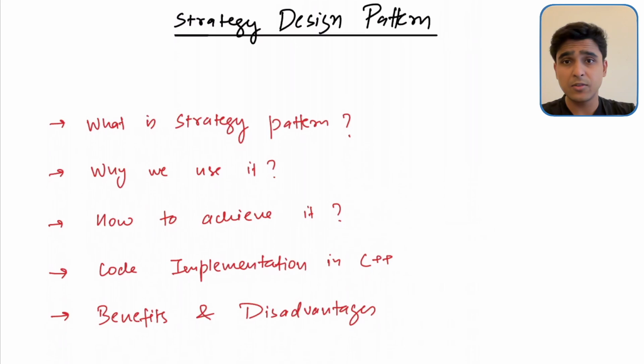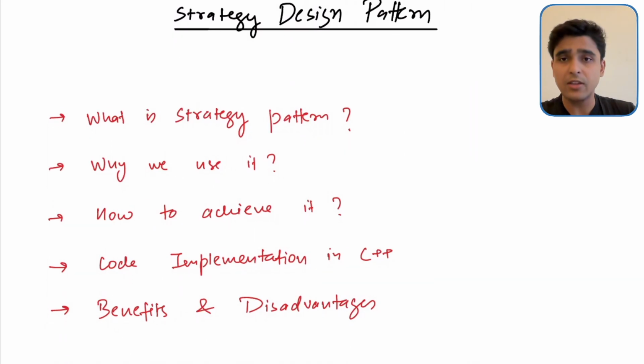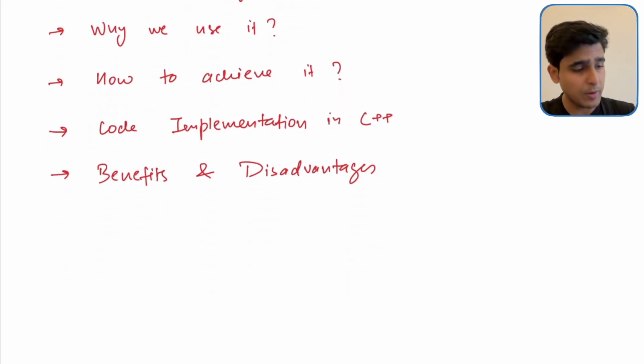We will start with what is a strategy pattern, why we use it, how to achieve it, its code implementation in C++, and finally its benefits and disadvantages. So let's start with what is a strategy pattern.